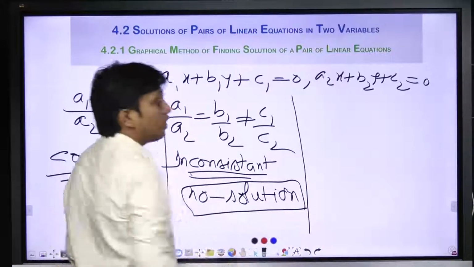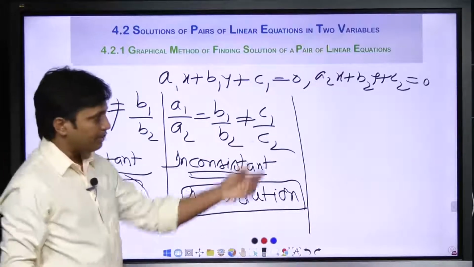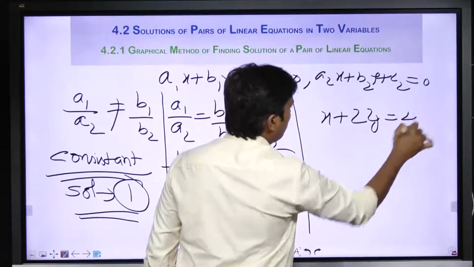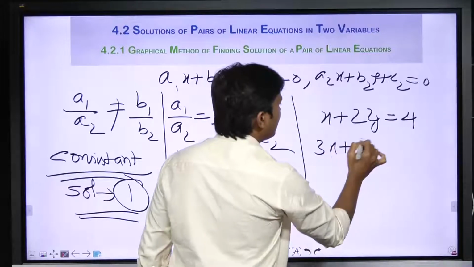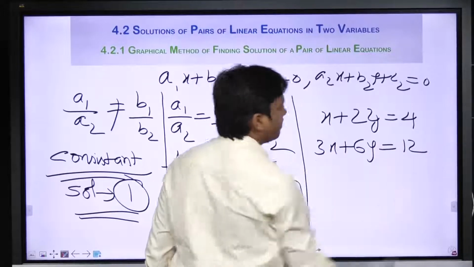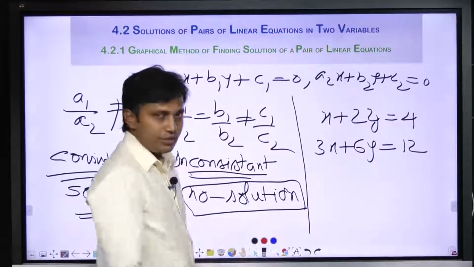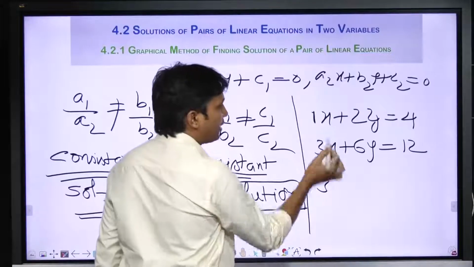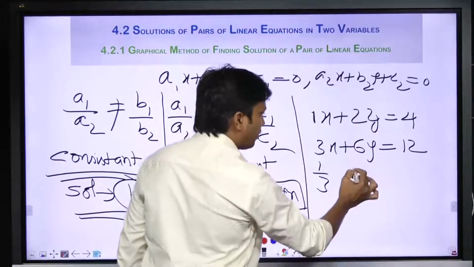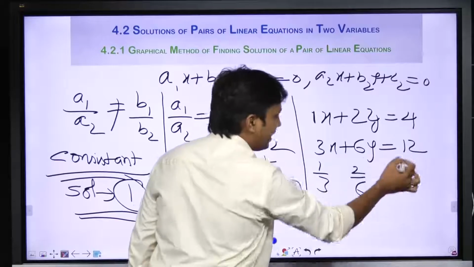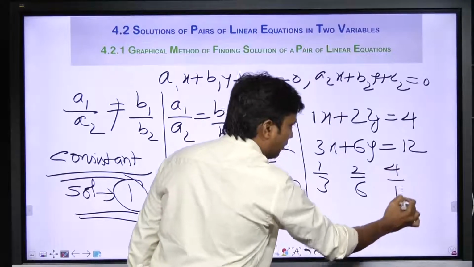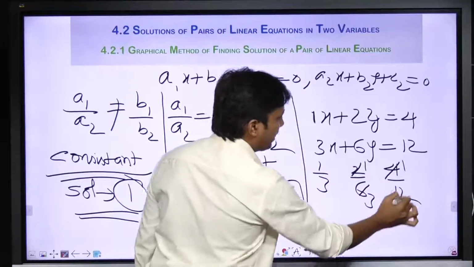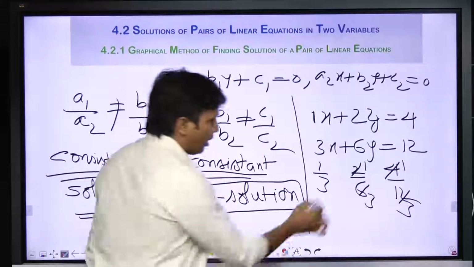Now what about the mutually dependent equations? Let me show you an example for that also. x plus 2y equal to 4 and 3x plus 6y equal to 12. Now take the ratio of x coefficients, 1 upon 3, and the ratio of y coefficients, that would be 2 upon 6, and the ratio of constants, which is 4 upon 12. On simplifying them, what do you get here? 2 1s are 2 and 2 3s are 6, and 4 1s are 4 and 4 3s are 12. What did you obtain? Here all the ratios are the same.